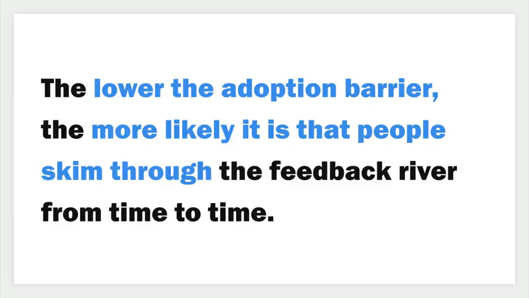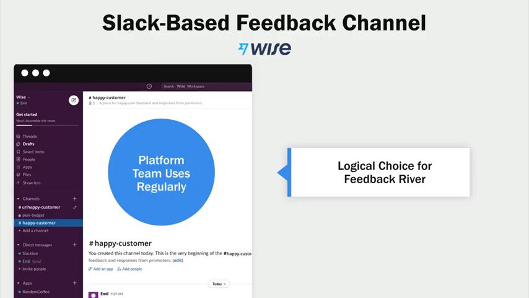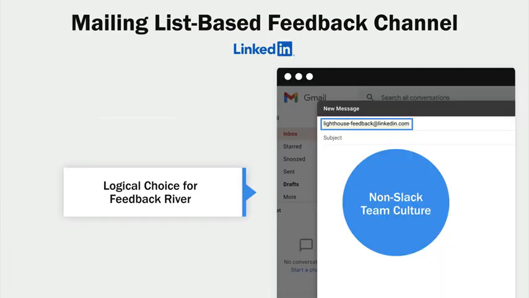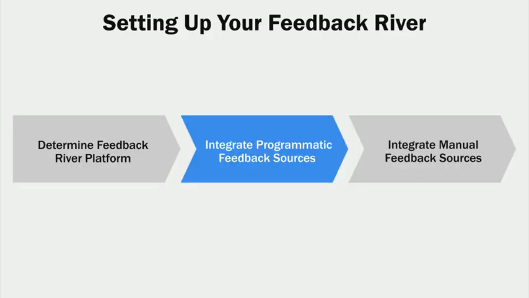The lower the adoption barrier, the more likely it is that people skim through the feedback river from time to time. Since everyone at Wise used Slack for communication already, Slack was the logical choice to use for their feedback river. In contrast, since LinkedIn wasn't a Slack native culture, they set up an email mailing list instead. The second step is to integrate your programmatic feedback sources into the river.